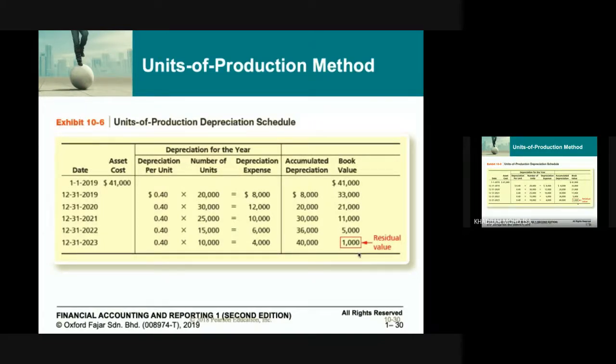As you can see, the accumulated depreciation is not straight line. It increases depending on the depreciation given for the year. The book value is always your cost minus your accumulated depreciation, then you get your book value. The following year, book value minus accumulated depreciation, you get another lower book value. So from one year to another, the book value will decrease.